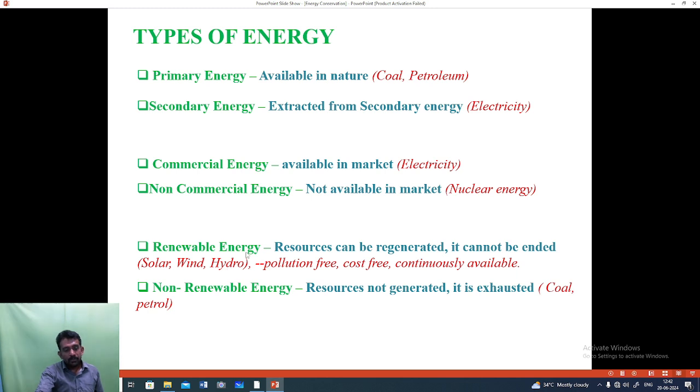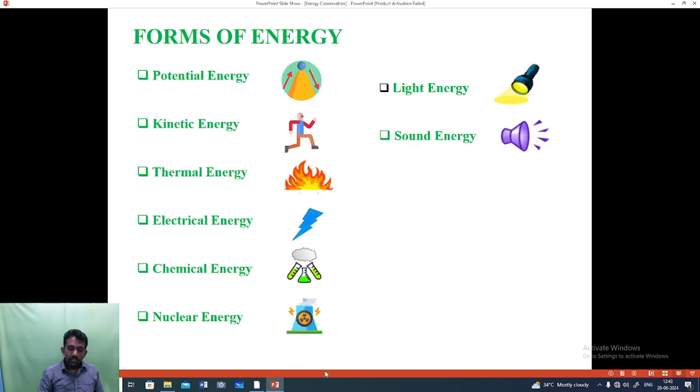Also the benefit of renewable energy is that it is pollution free, free of cost and continuously available. However, they are intermittent, and they are highly available in natural areas, and totally free of cost. And coming to the non-renewable energy, it is coal and petrol. So they are fossil deposits, and they are being exhausted day by day. So these are non-renewable forms of energy.